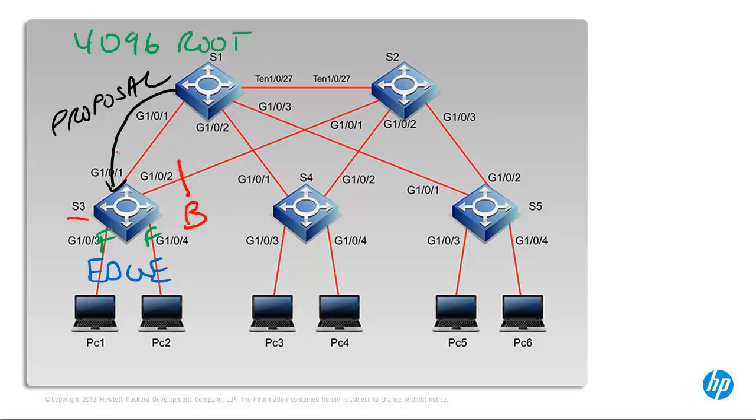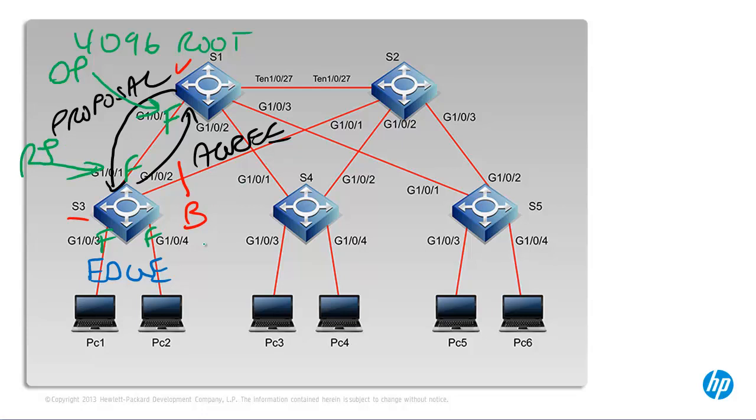So once switch 3 receives that proposal from switch 1, it syncs all its ports. Edge ports remain forwarding. All other ports go blocking. As soon as that's been done, the switch sends back an agreement message to the root switch indicating that it agrees that the root switch is the root. As soon as that's happened, these ports go forwarding. This is the designated port and this is the root port in this topology.